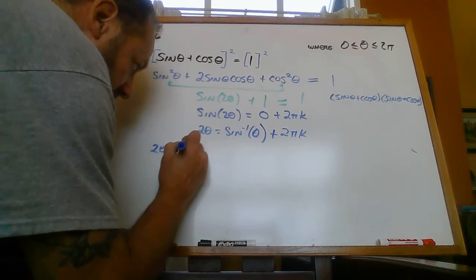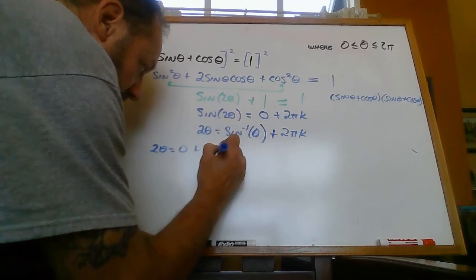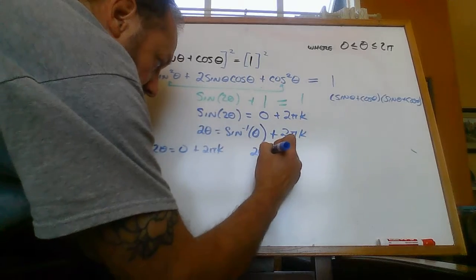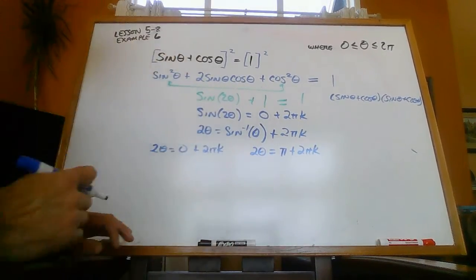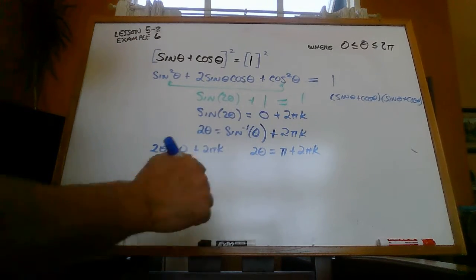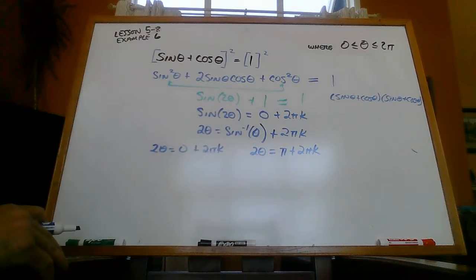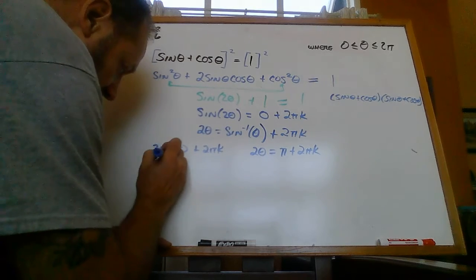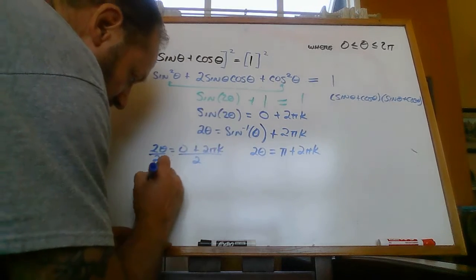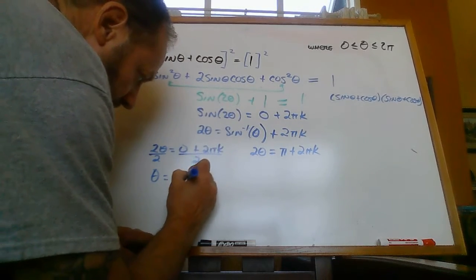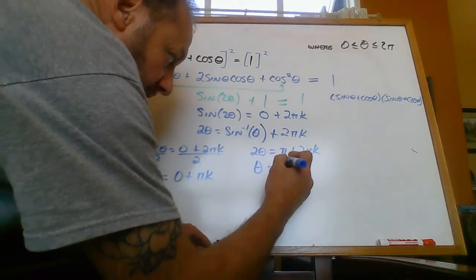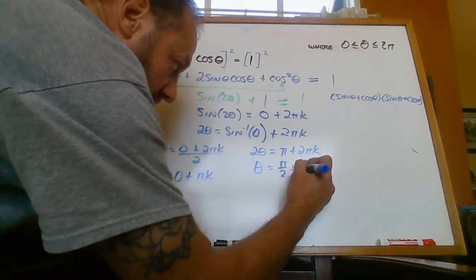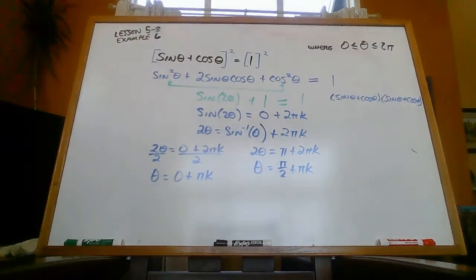I'm going to get 2 theta is 0 plus 2 pi k. 2 theta is going to be pi plus 2 pi k. And then it's also 2 pi plus 2 pi k, but that's just the same solutions as this, so we can ignore that one. Okay, so the next thing I'm going to do is divide by 2, and I get theta equals 0 plus pi k. And over here, theta equals pi over 2 plus pi k.